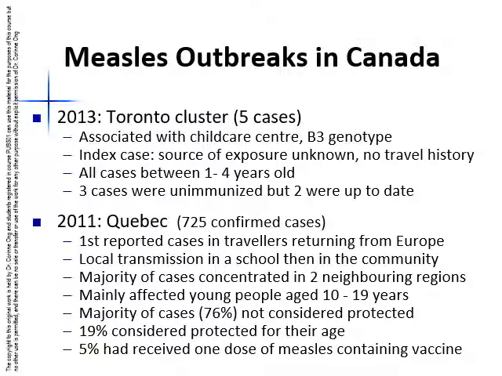In 2011, there was a large outbreak in Quebec with 725 cases. The initial cases were imported, and secondary spread started in a school and then in the community. Most of the cases were concentrated in 2 neighboring regions and mainly affected older children between 10 and 19 years of age. The majority of the cases were not considered immunized, and less than a fifth were considered protected. A small proportion had only received 1 dose of the measles-containing vaccine.